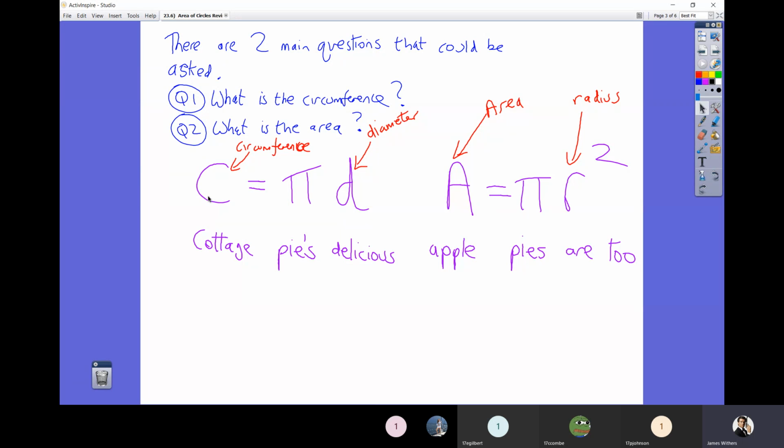And so the circumference uses pi, which is just that number just above 3.14 or so, and there's a pi button on your calculator. So the circumference is pi multiplied by the diameter, and the area is pi multiplied by the radius and multiplied by the radius again, so pi r squared. And if you remember, we've got this little acronym to help us remember it. Cottage pies delicious, apple pies are too.